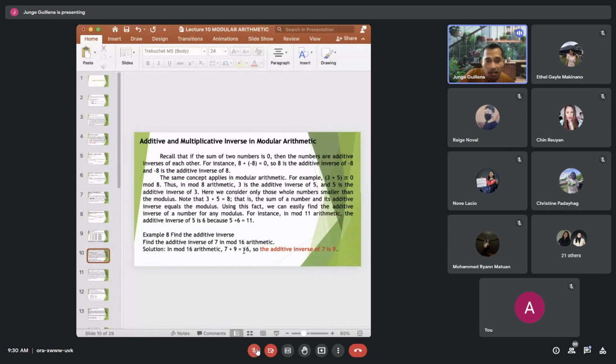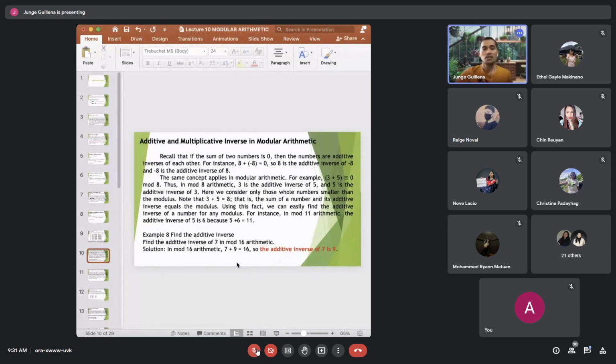Kasi 7 plus 9 is 16, and 16 divided by 16 has a remainder equal to 0. So, any two numbers that when you add and you divide that by the modulus, and if the remainder is 0, then those two numbers nga gi-add nimo are additive inverse with each other.